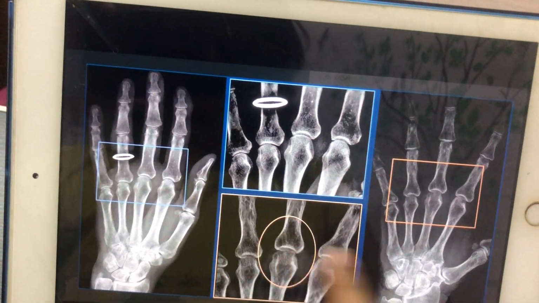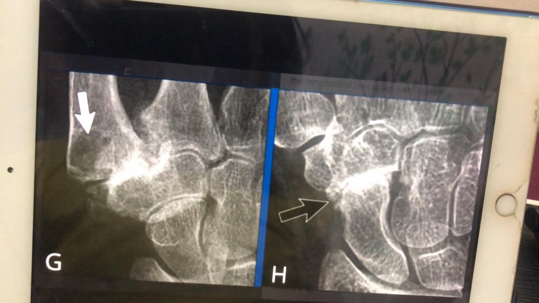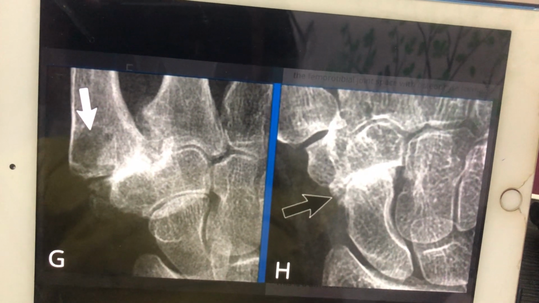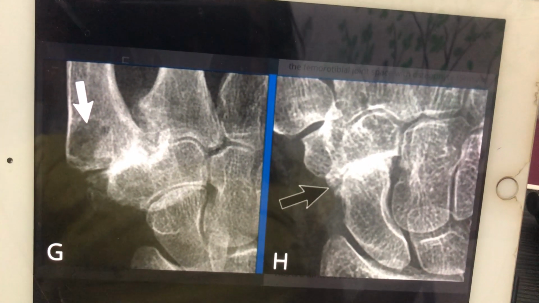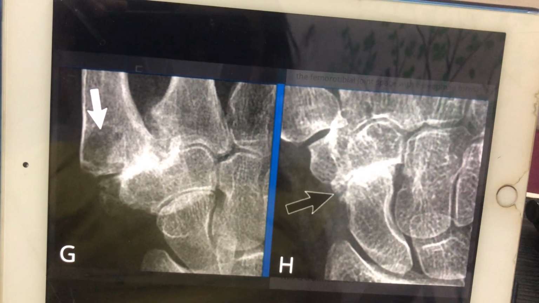So the distribution in osteoarthritis is the first metacarpophalangeal joint, the PIP as well as the DIP. As far as soft tissue involvement is concerned, we have Heberden's nodes in the DIP, Bouchard's nodes in the PIP.